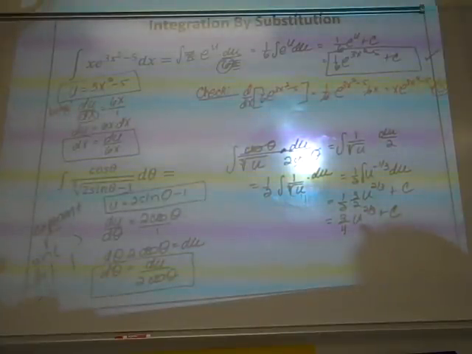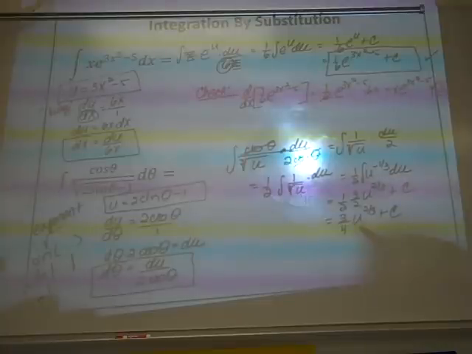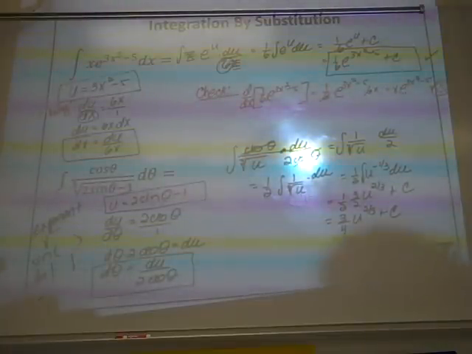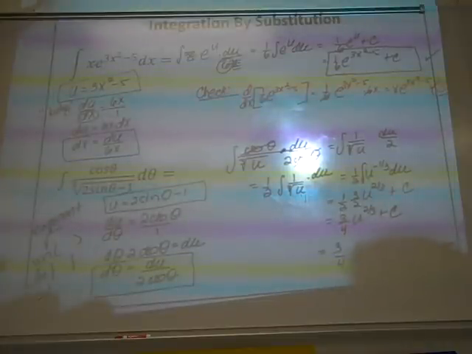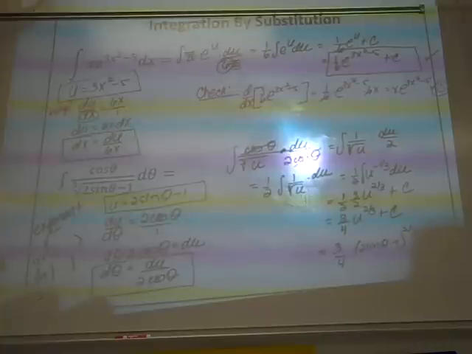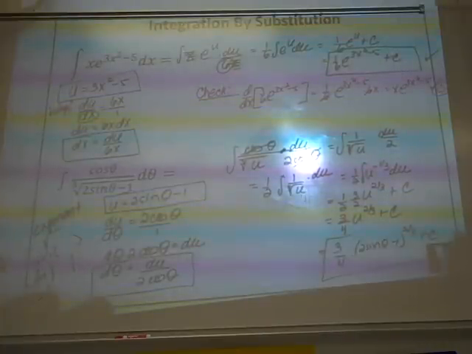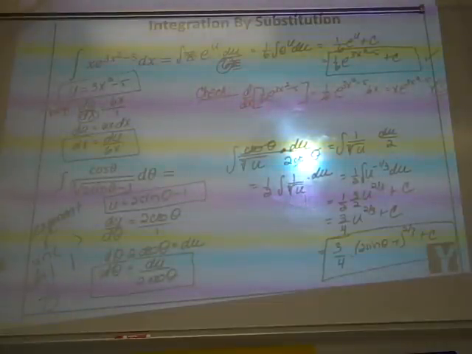And finally, before you congratulate yourself too much, let's keep in mind that the original integrand was in terms of theta. I cannot leave my answer in terms of u. So my final move is going to be 3/4 times 2 sine theta minus 1 to the 2/3 power plus Charlie. That is our final answer for that integral.